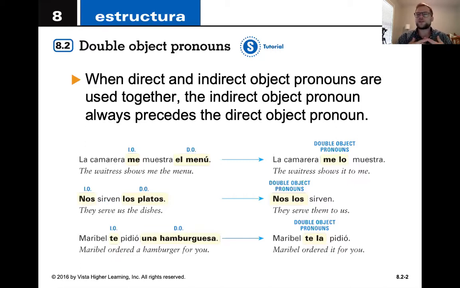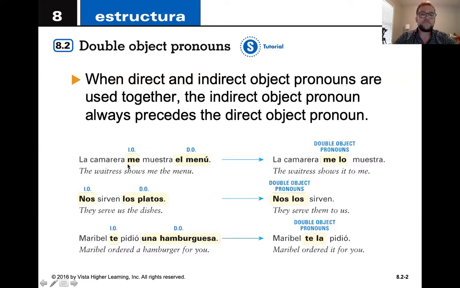All right, and I always usually look at this as people are more important than things. Although our direct object pronoun can be about people, generally it's about things, okay? So people are more important than things. That's where we're going to use the indirect object pronoun first, okay? So let's look at this sentence here.